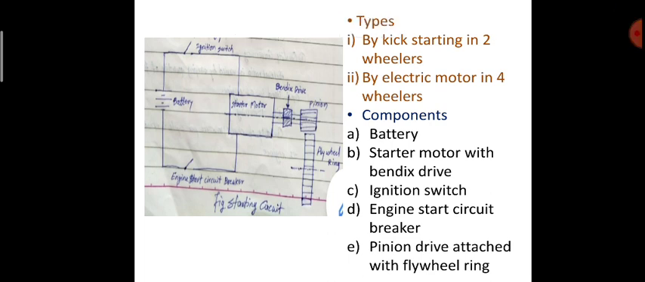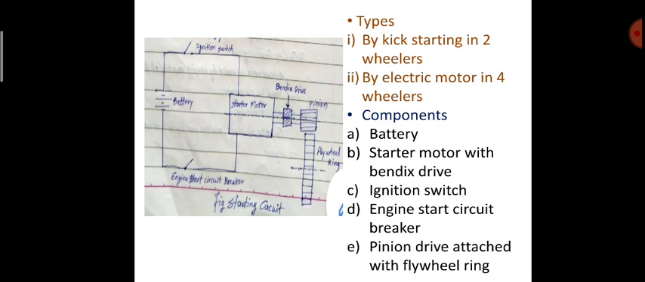For starting, the engine is required to be cranked at around 100 rpm. When the starter motor rotates at 1500 rpm, the engine will be cranked at 100 rpm. Starter motor gives the necessary rotating motion to the Bendix drive. Due to this, the Bendix drive moves towards the pinion and attaches with it. Then the Bendix drive transfers the necessary motion to the pinion. Now this pinion is attached with the flywheel ring.